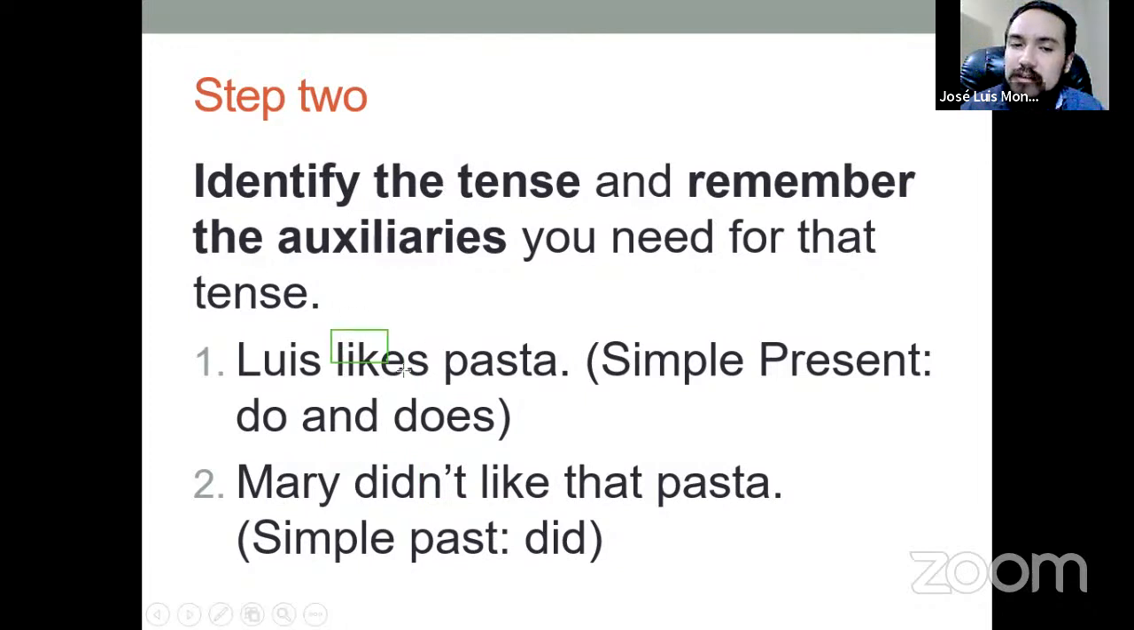So if this is simple present, we know that the auxiliaries for simple present are do and does. In this case, we have Luis, we have likes, so we know we're going to use does. And the second one is very simple because the auxiliary is there. It is did, that is in negative, so that's the auxiliary. All right, that's the next step.